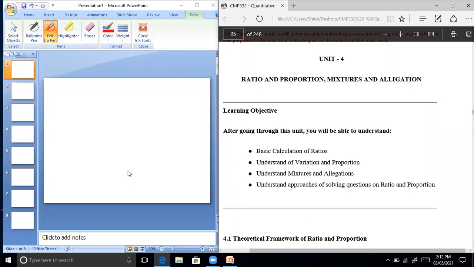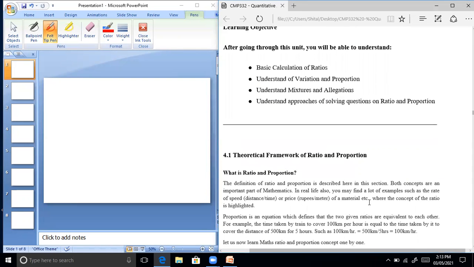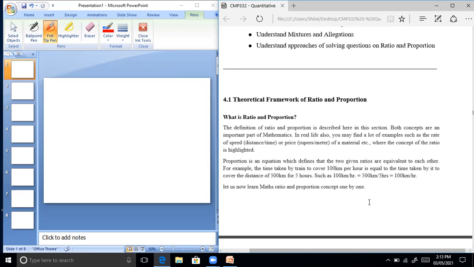So first we will see what is ratio. What is ratio? Examples are rate of speed, which equals distance upon time, or price equals rupees per meter of a material, where the concept of ratio is highlighted.